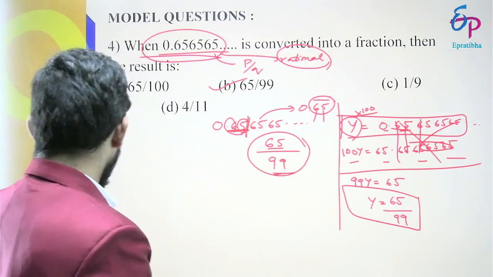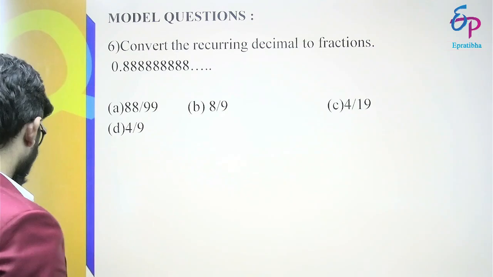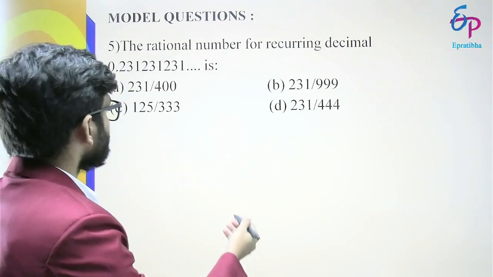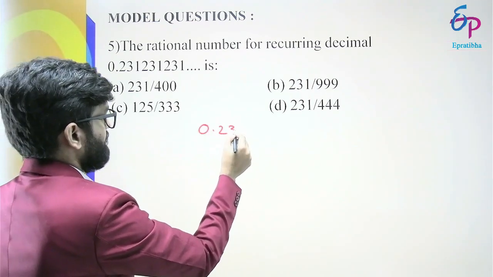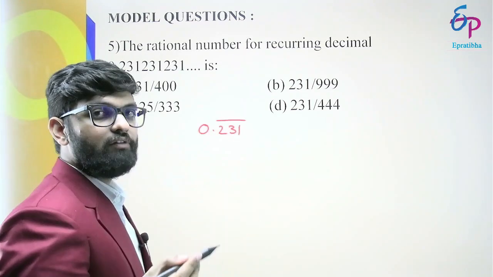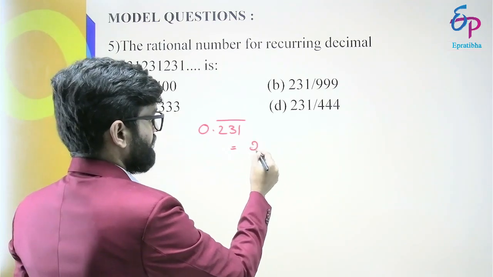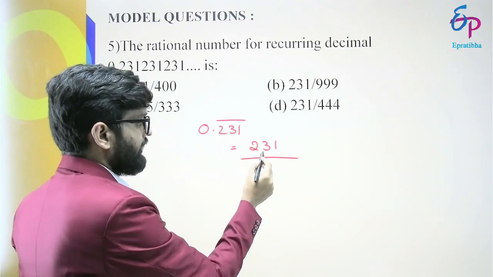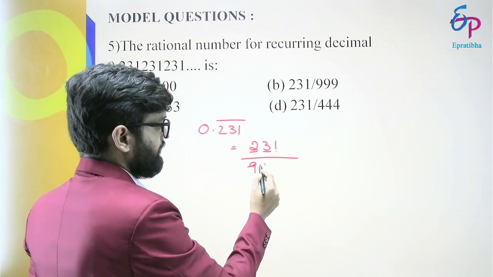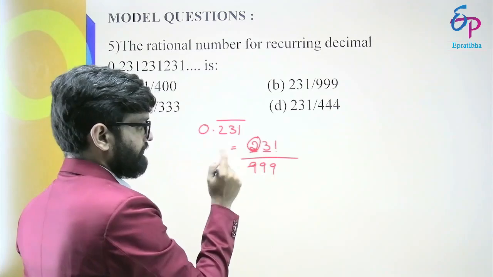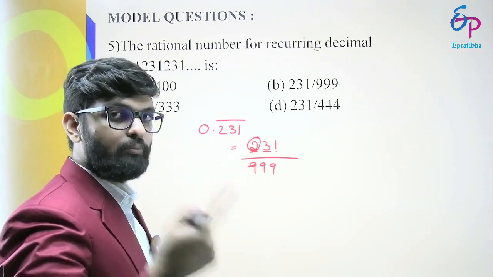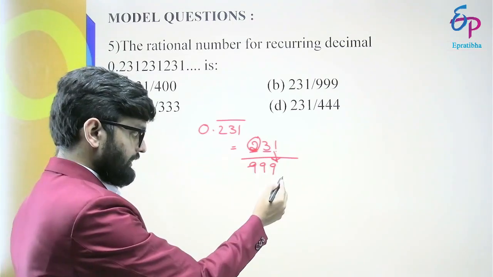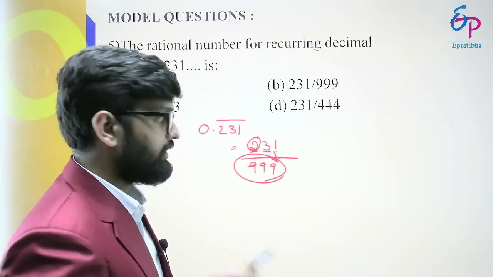So let's see one more of this type. Okay, 0.231 bar. 0.231 bar means you can write whatever value they have given in the question in the numerator, and how many 9s do you take in the denominator? 9, 9, 9. That means for 2, one 9 you have to write, for 3 one more 9, and for 1 one more 9. So 3 numbers are being repeated. That's why 3 nines should be in the denominator.